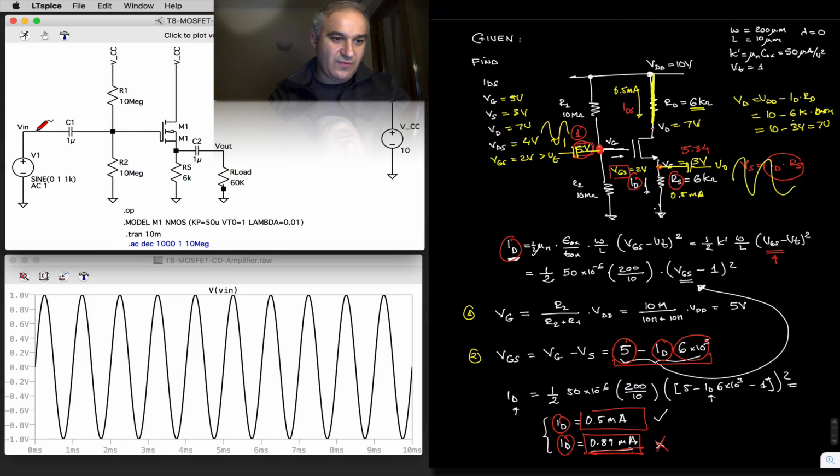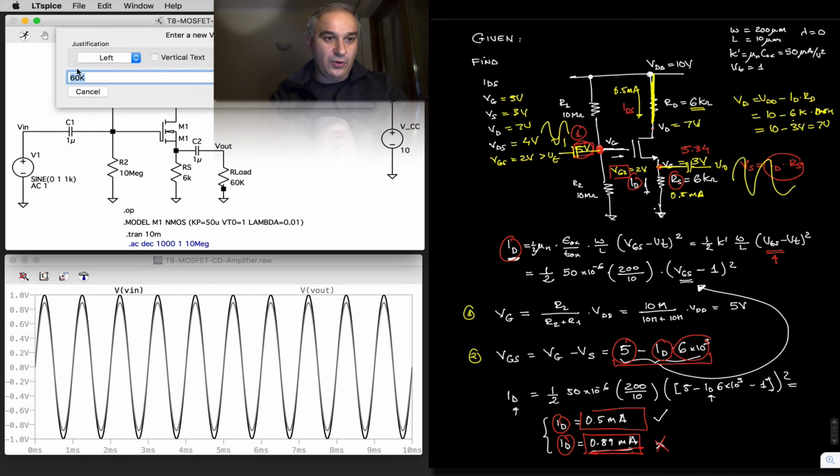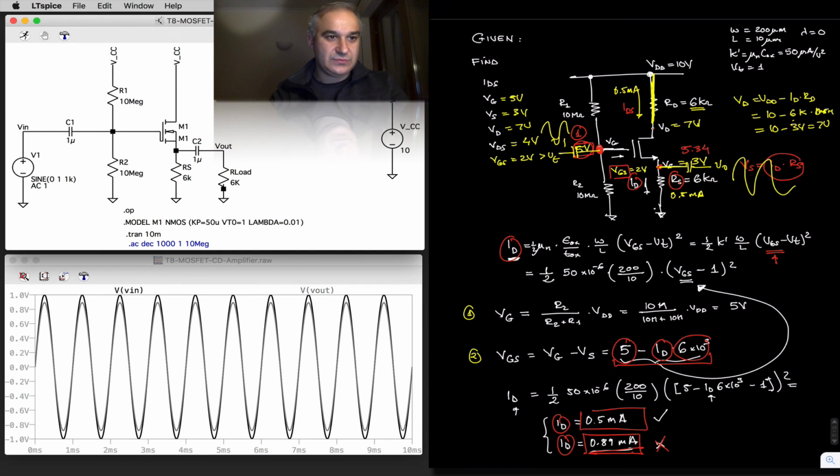So we have an input of 1 volt, and our output is slightly less than 1 volt, but we can drive loads that are much lower than what you will be able to do with a common source amplifier. So this can be used as an input stage or as an output stage.